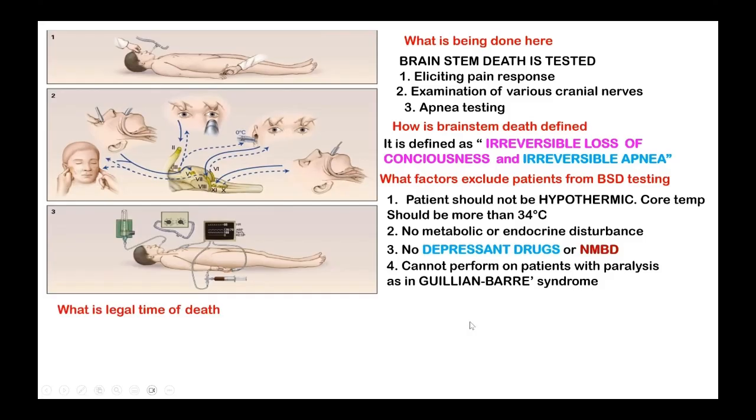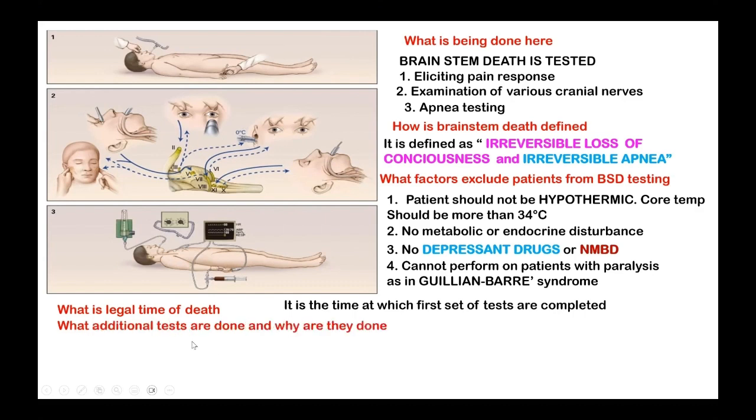What is the legal time of death? After the second apnea test? The second is confirmatory. The legal time is after the first, the time where the first set of tests is completed.